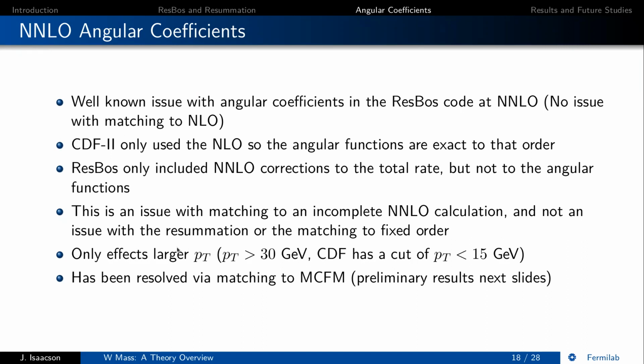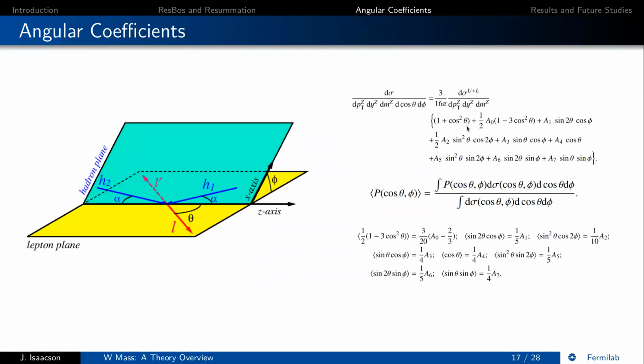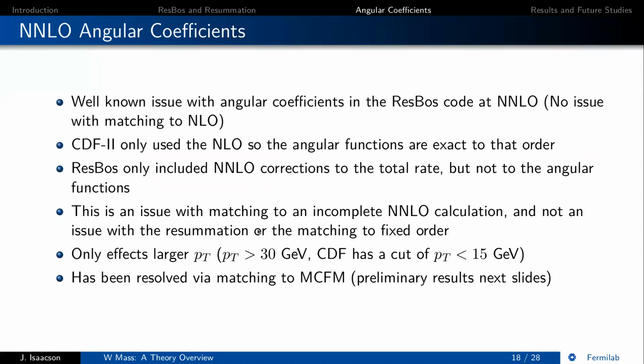And so the other thing is that these deviations are really only important for larger PT, because as you'll see when I show the plots, and I can explain here, at leading order, only this 1 plus cosine squared theta coefficient, and this A4 coefficient, the cosine theta coefficient, are non-zero as the transverse momentum of the Z goes to zero. And so all these other coefficients are zero in this region. And those were the ones that had issues. The leading coefficient and the A4 coefficient were okay. And so these effects only become significant at a PT of around 30 GeV, and CDF had a cut at 15 GeV.